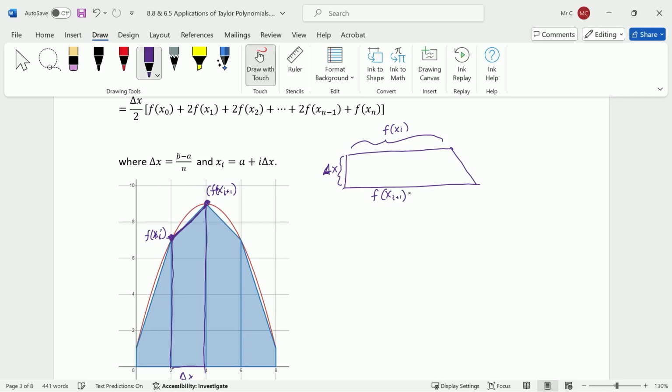And so if I want the area for this thing, and we'll call it the area sub i, I get the sum of the bases divided by 2, the average of the bases, and then I multiply by delta x.